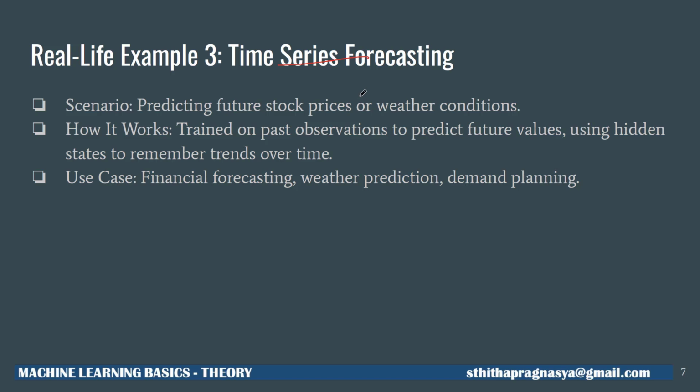Predicting future stock prices or weather conditions. An RNN can be trained on past behaviors like previous stock prices to predict future values. The RNN's hidden state allows it to remember trends and patterns over time, making it well suited for such tasks. And the use cases: financial forecasting, weather prediction, demand planning, and so on and so forth.